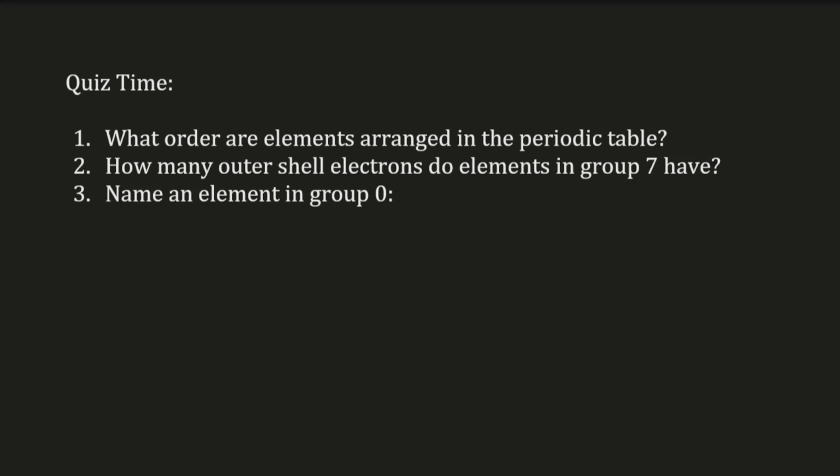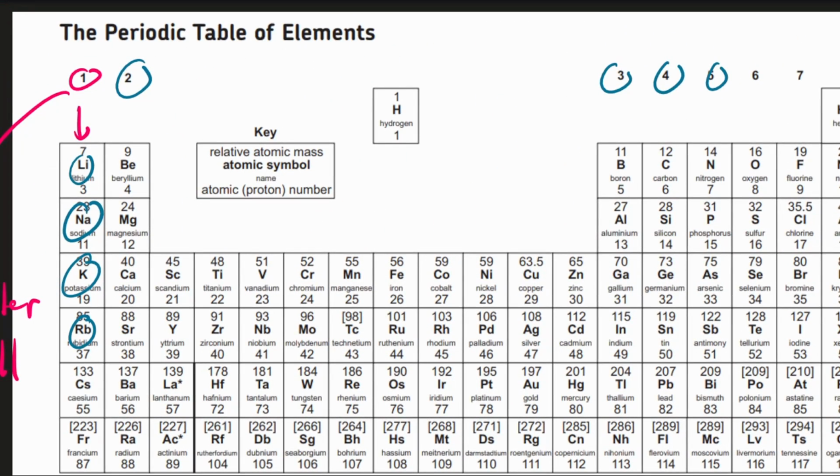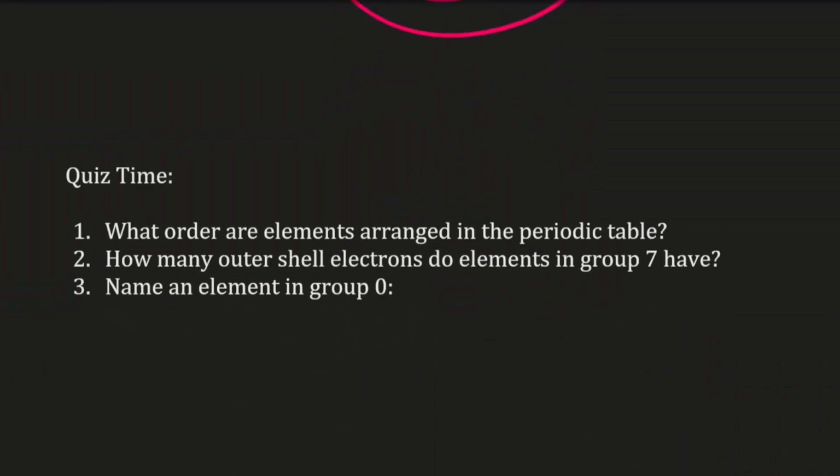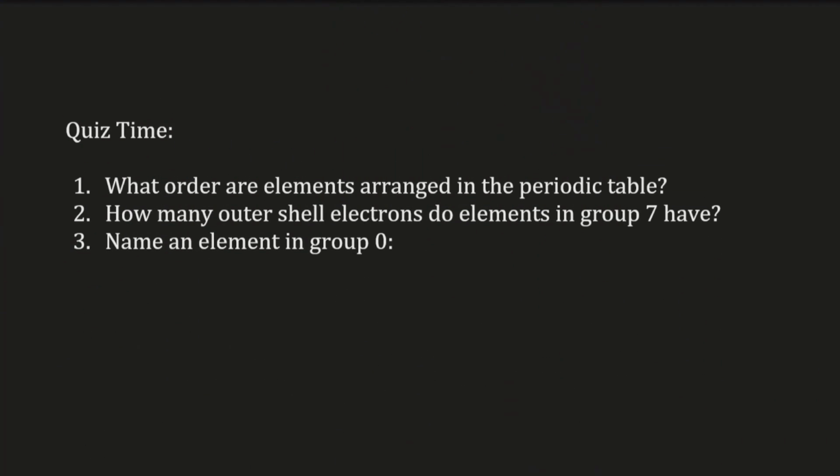In the periodic table, elements are arranged by their atomic number. You can see the atomic number increases as you go across the periodic table. Next question, how many outer shell electrons do elements in group 7 have? Group 7 means there are 7 outer shell electrons. Hopefully we got that from the video.